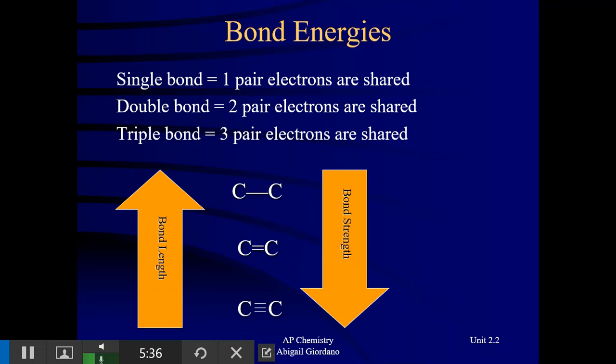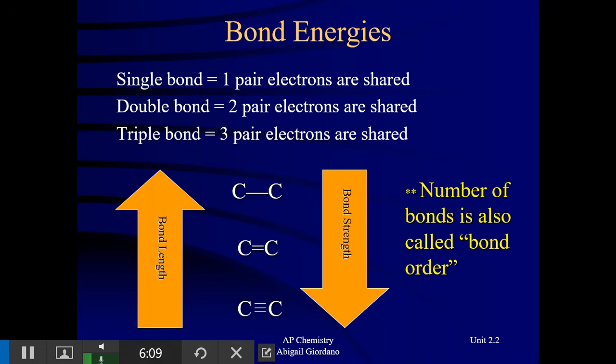And if you guys will recall, bond length and bond strength here are inversely related, okay? Single bonds are relatively long in their length, but they are the weakest in their strength. Whereas triple bonds are relatively short in comparison, but they are the strongest.